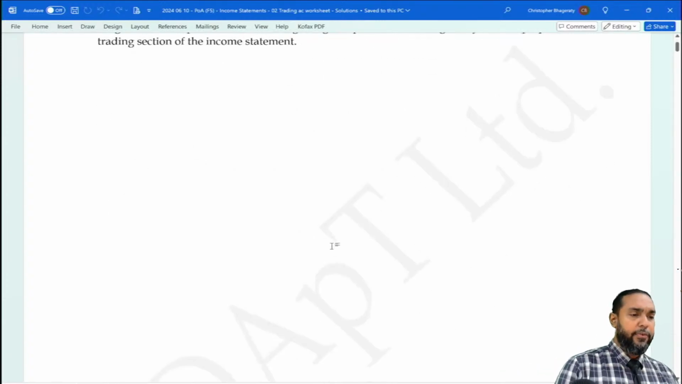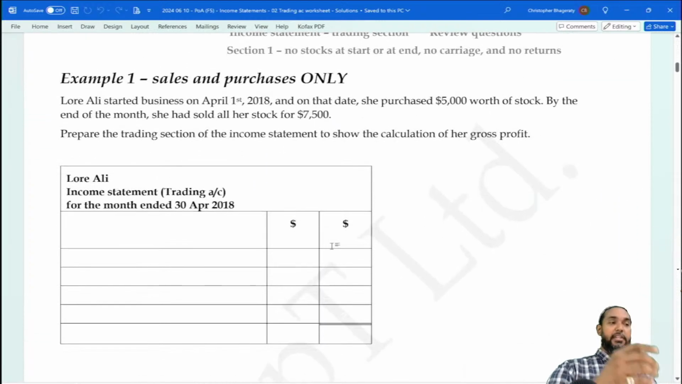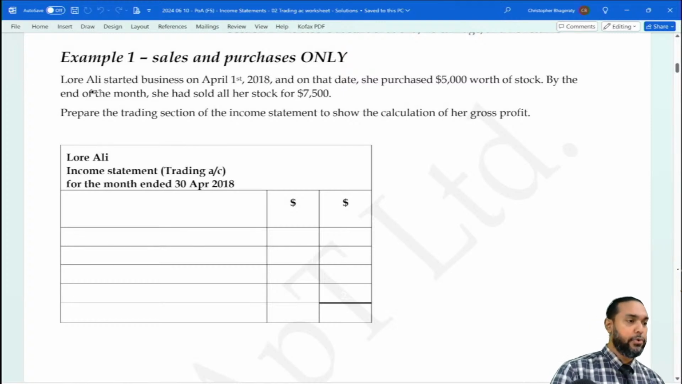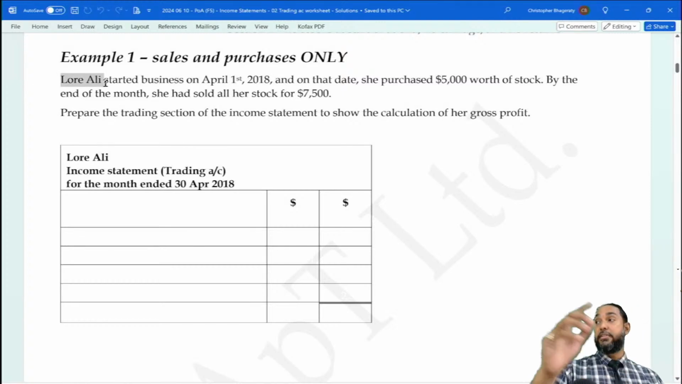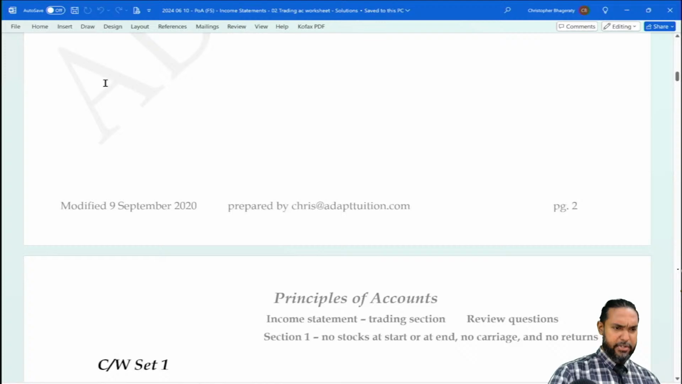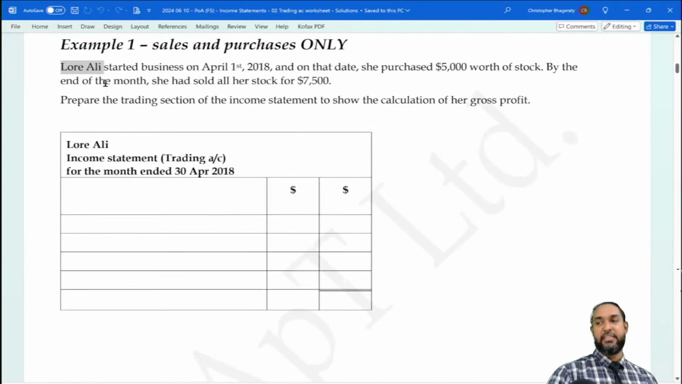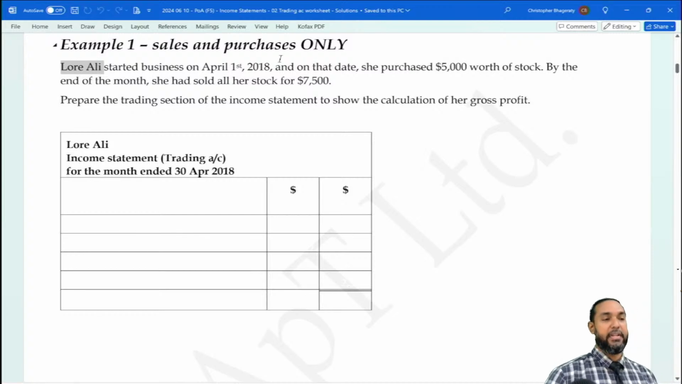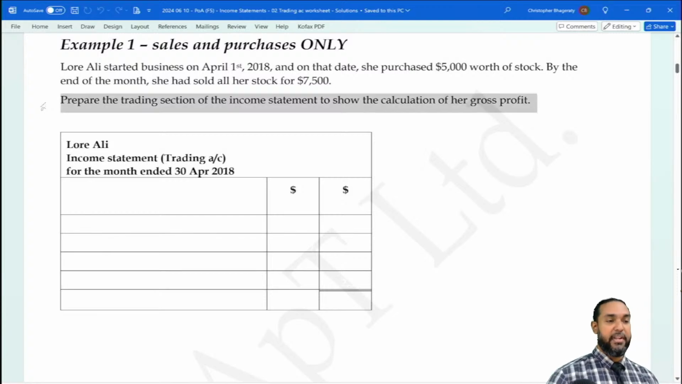Now, if you turn to this page here, this is example 1, right? So just sales and purchases only. It says Law Ali. This is in your handout, I think page 2. As you open it, it's the first example. So Law Ali started business on April 1st, 2018, and on that date, she purchased 5,000 worth of stock, right? By the end of the month, she had sold all her stock for 7,500. So you have to prepare the trading section of the income statement to show the calculation of her gross profit.